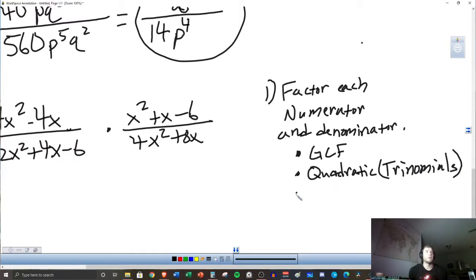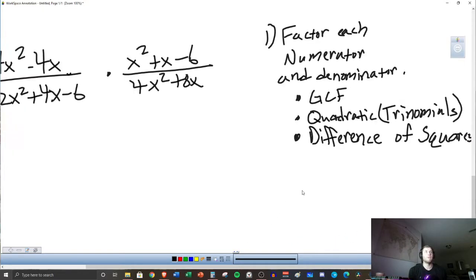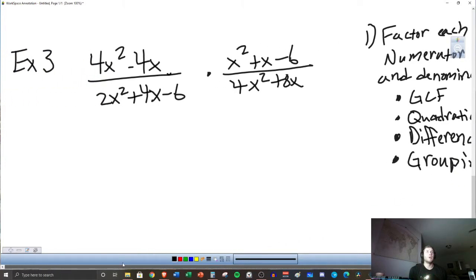We have difference of squares. And then we have the last one, which is grouping, which we're not seeing a lot of in our problems, but that's okay. So if I'm looking at this, I'm going to go ahead and use my factoring toolkit to factor each one of these.